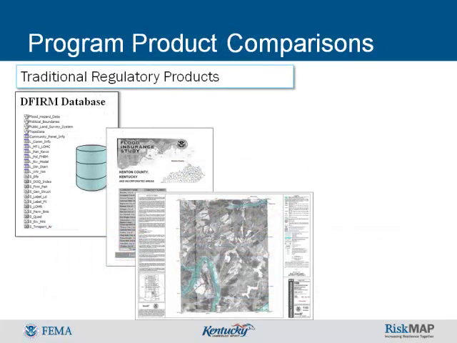Floodplain mapping pre-RiskMAP generated three types of products: the Flood Insurance Rate Map Database, the Flood Insurance Study, and the Flood Insurance Rate Map, or FIRM. These are all regulatory products used for floodplain management and to establish mandatory flood insurance purchase requirements.